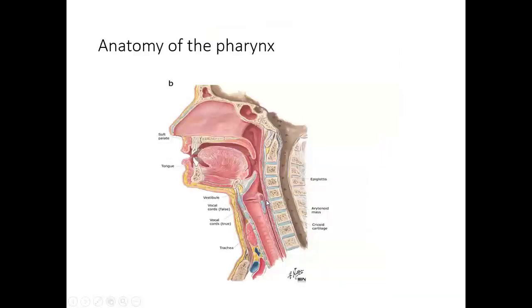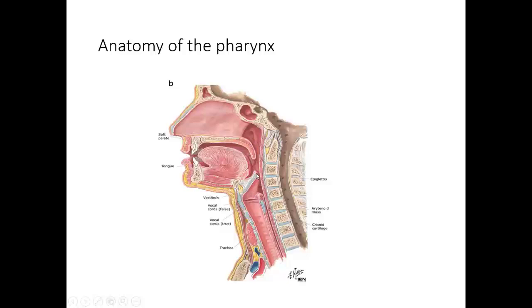This is a cross section of the head showing the tongue. This is the tongue base, this is the soft palate. All this area up to the vallecula is the oropharynx. And above the soft palate, behind the nose, in front of the skull base is the nasopharynx. This is the eustachian tube opening.